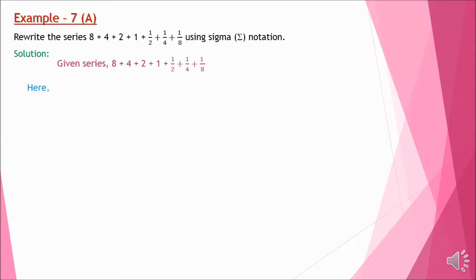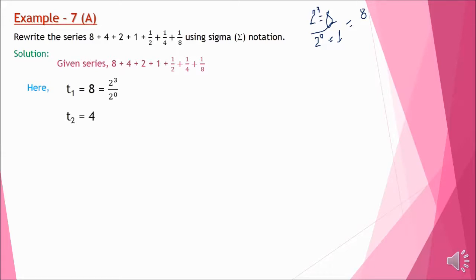Here, first term, let's see first term. It's 8, which can be written as 2 to the power 3 upon 2 to the power 0. The value of 2 to the power 0 is 1. The value of 2 to the power 3 is 8. So 8 by 1 is 8 itself. So we can write 8 as 2 to the power 3 upon 2 to the power 0.